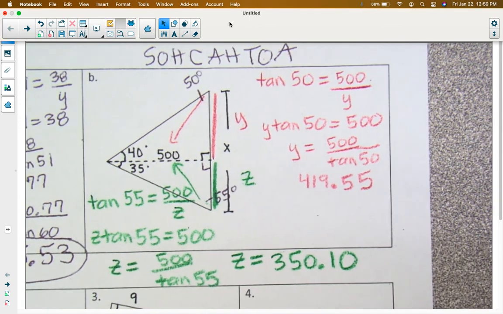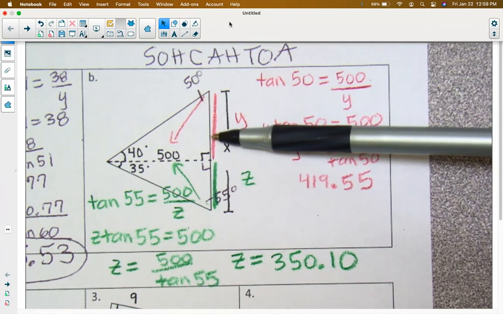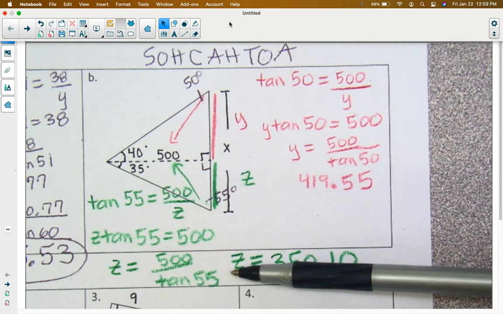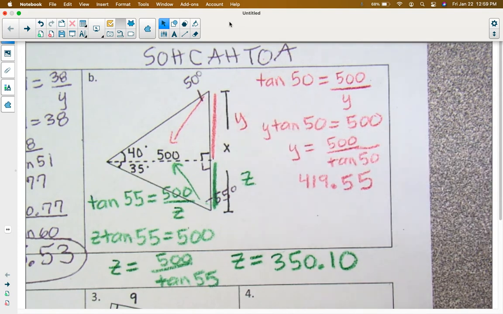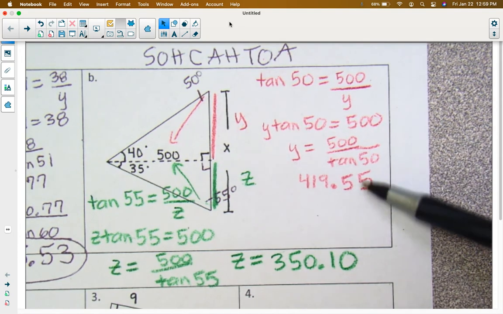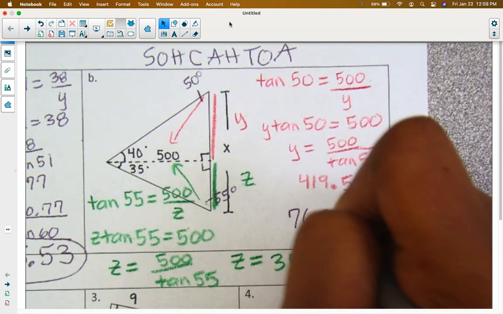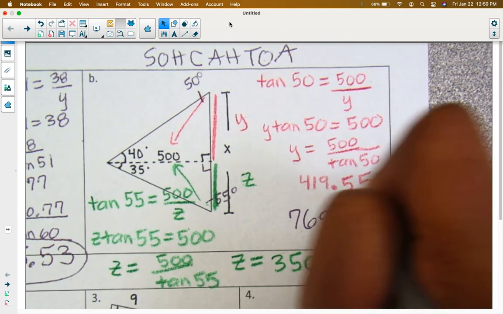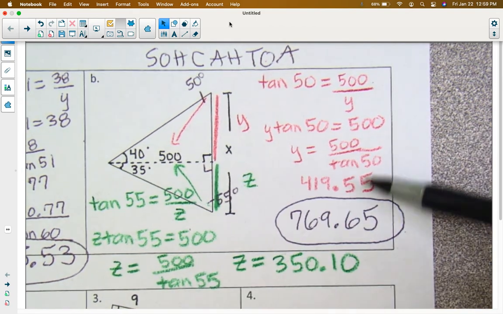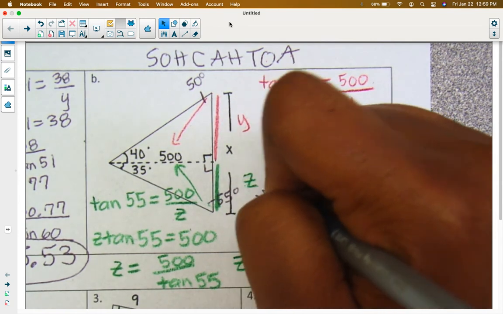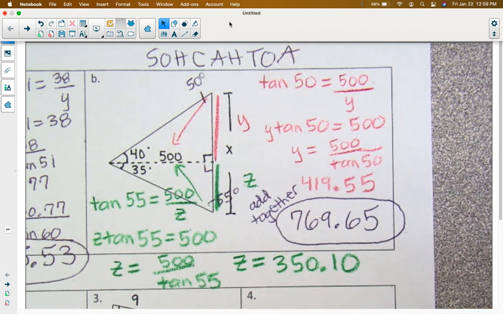Now we are about 99% done with the problem. This problem wants us to find the whole entire length. We got this section in the red. We got this section in the green. We need to add these two pieces together and we will be in business. So add these two pieces together and our final answer will be 769.65. So I added these two pieces together. Let's write that note. Add together. And my final answer is 769.65.